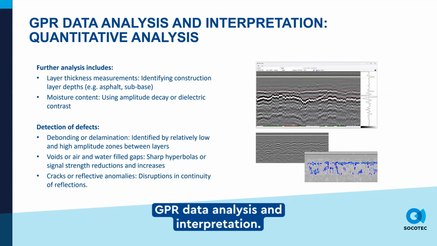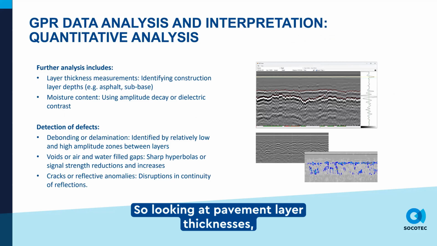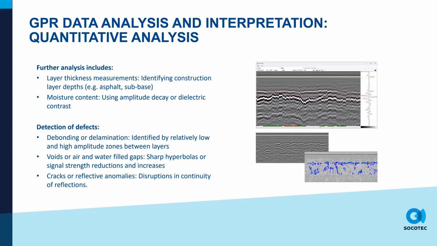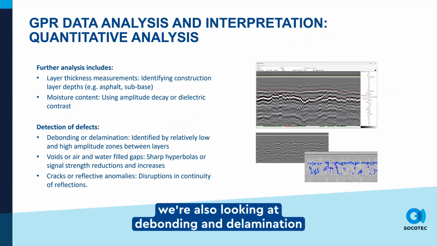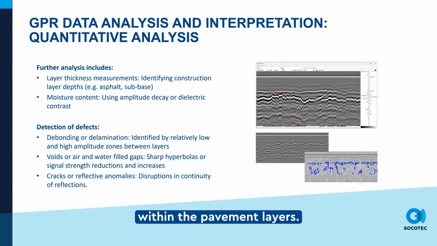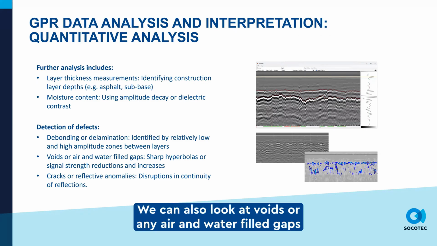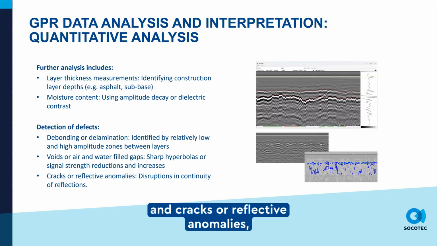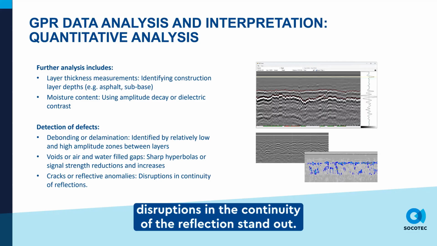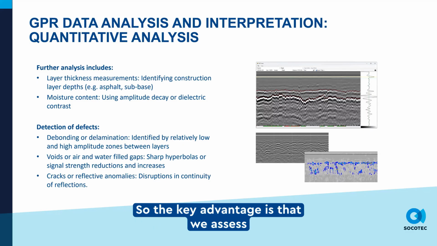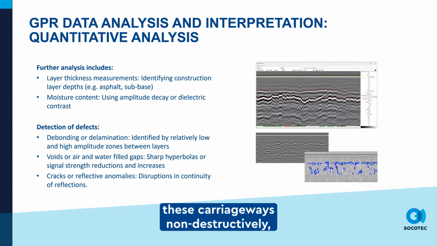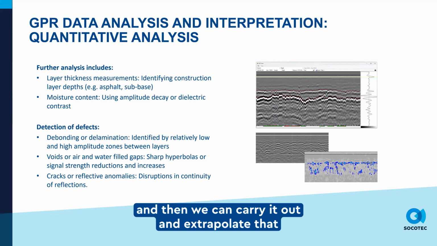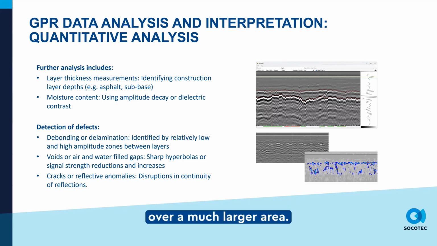GPR data analysis and interpretation. So looking at pavement layer thicknesses, we're looking at moisture content, we're looking at voiding. We're also looking at debonding and delamination within the pavement layers. We can also look at voids or any air and water-filled gaps within the pavement, and cracks or reflective anomalies, where disruptions in the continuity of the reflection stand out. The key advantage is that we assess these carriageways non-destructively, and then we can extrapolate that over a much larger area.